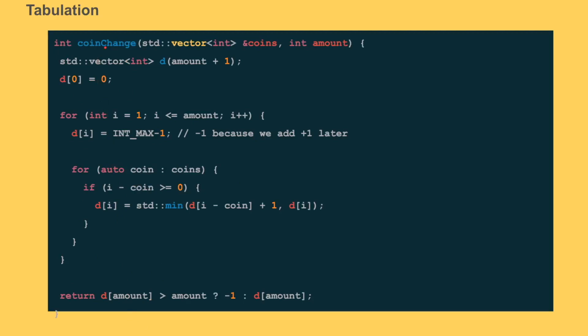Now, tabulation is the reverse direction. We start from the bottom and go to the top, and then basically this is calculating the minimum case analysis.